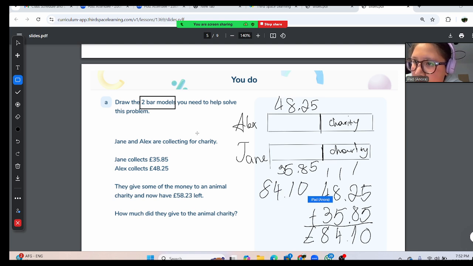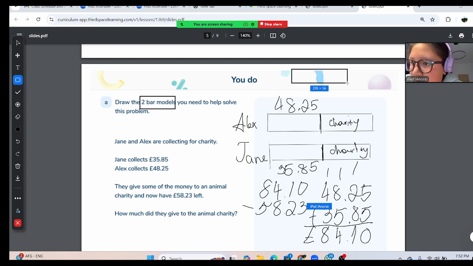Very good. So I think there is a mistake in the bar. Basically, this is correct if you are drawing them, like for Alex you are drawing and for Jen. So how much did they give to the animal charity? Okay, I think yeah, we can do it that way also.